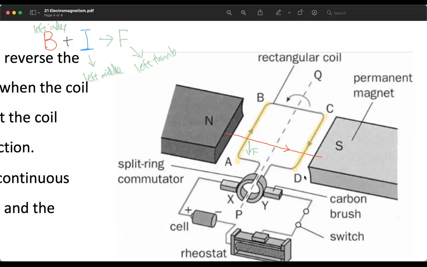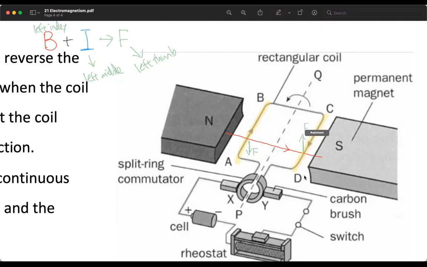Hey, Kwan, are you there? Is it up or down? Don't give me thumbs up there. Up or down? Okay, very good. So do you agree that on the right side, it will result in an upward force?